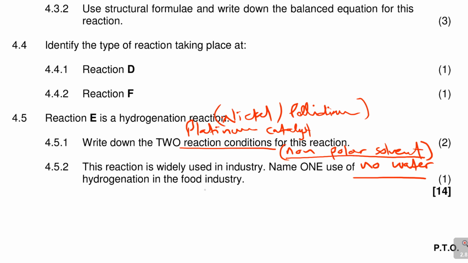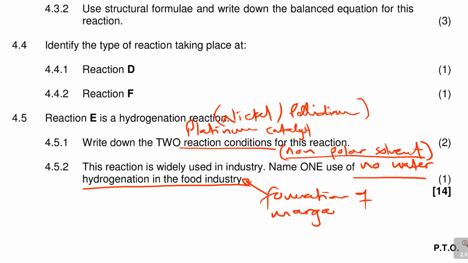Now this reaction is widely used in industry. Name one use of the hydrogenation reaction in food industry. It is used commonly in the formation of what? You tell me. Come on, guys. Hydrogenation of alkenes. It's margarine. It's formation of margarine. You need to know this part. It's a common thing. So that is 14 marks.